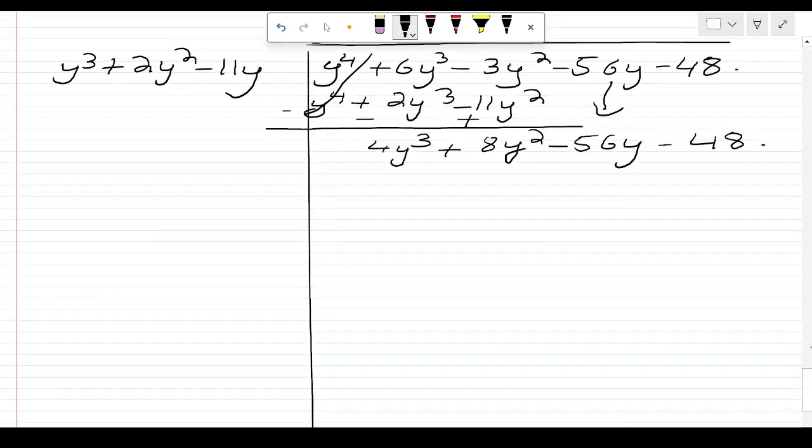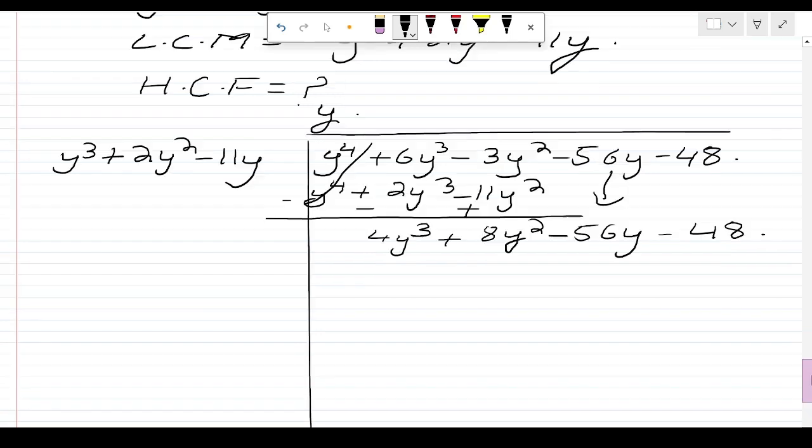Now y cube will be divided by 4y cube, so that leaves us with only 4. So we will write y plus 4. So 4 is in the quotient position. It will be multiplied throughout all of these polynomials. That leaves us with 4y cube plus 16y square minus 44y. 4 with 2 will be 8y square, and then we will have 44y.